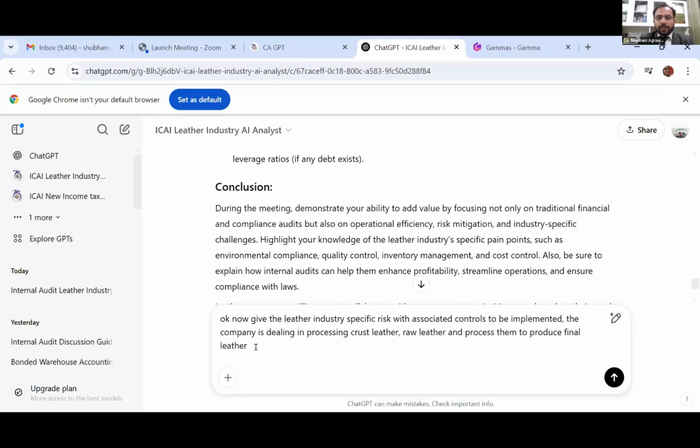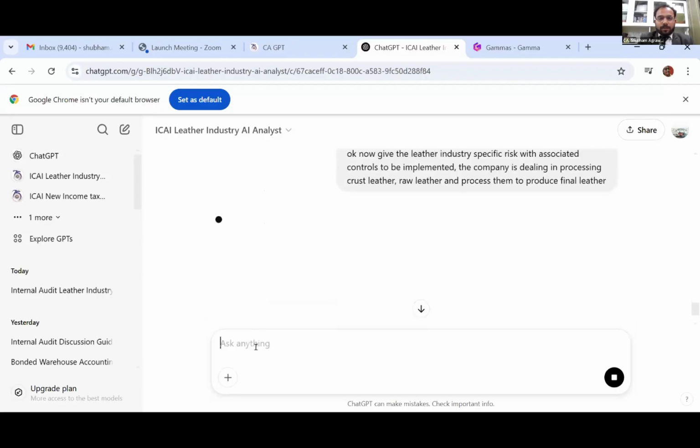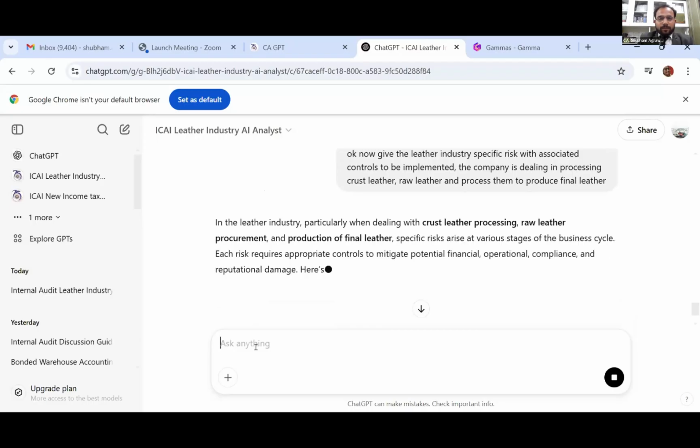Okay, now give the leather industry specific risk associated with the control to be implemented. And I explained to it that the company is dealing in processing crushed leather, raw leather, and processing them to produce the final leather. Now see the beauty of it. It will provide the result.